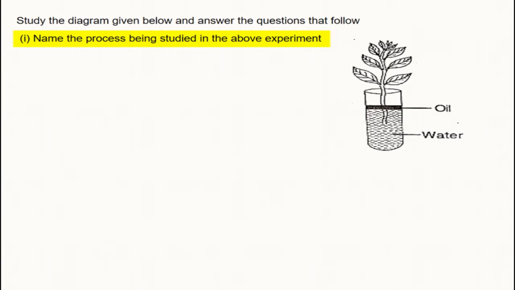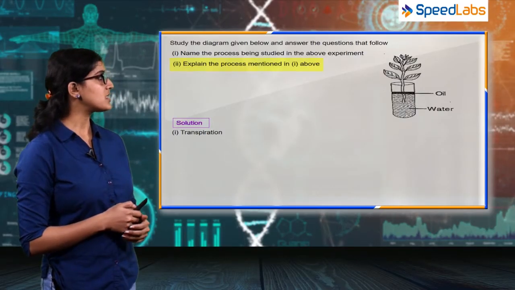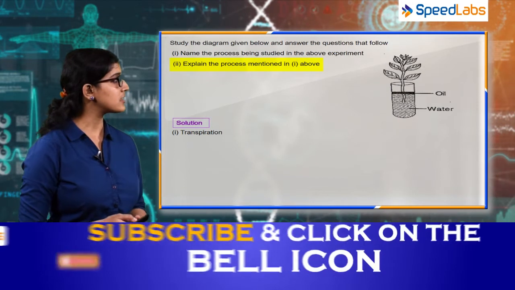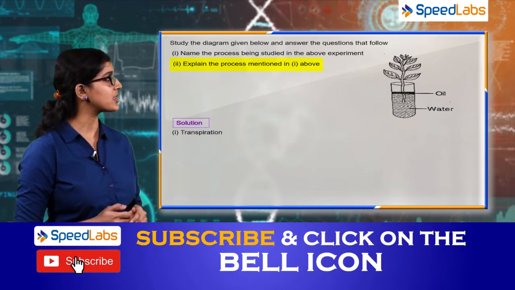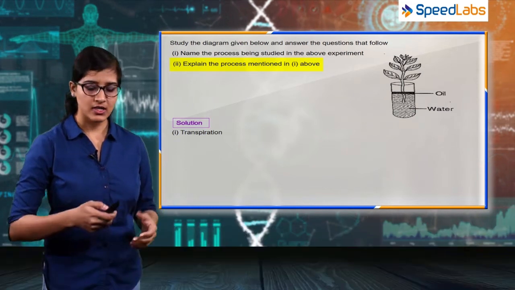So this is an experimental diagram regarding the physiology of plants. So this is mainly explaining the transpiration process. Transpiration is the removal of water vapor. So the next question from this diagram is, explain the process mentioned in the first question, which is above. So you have to define or explain transpiration.